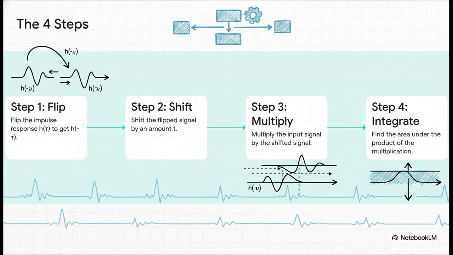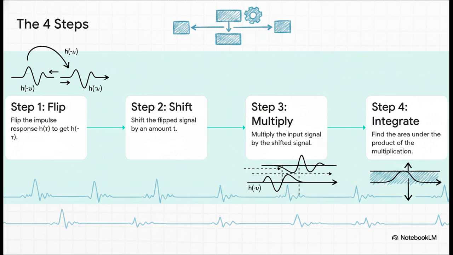First, you flip the impulse response backward. Then you start to shift or slide it across the input signal. For every single point in that slide, you multiply the two signals together where they overlap. And finally, you integrate, which is just a fancy way of saying you find the area under that new shape. That area is your output value at that one instant.